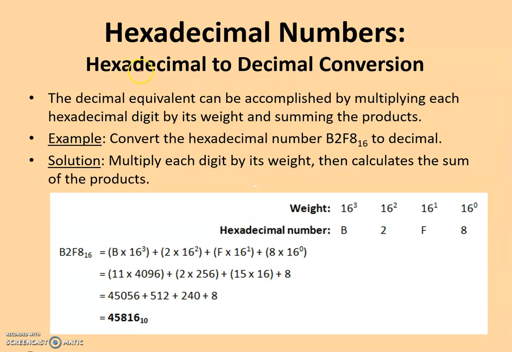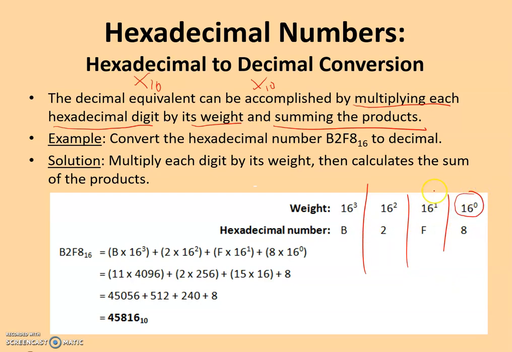Now we're going to see hexadecimal to decimal conversion. The decimal equivalent can be accomplished by multiplying each hexadecimal digit by its weight and summing the products. For example, we convert the hexadecimal number B2F8 in base 16 to decimal. You can see we multiply each digit by its weight.